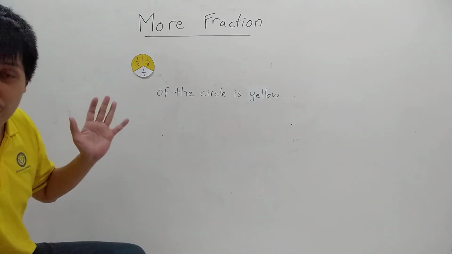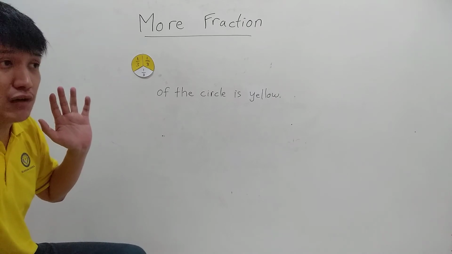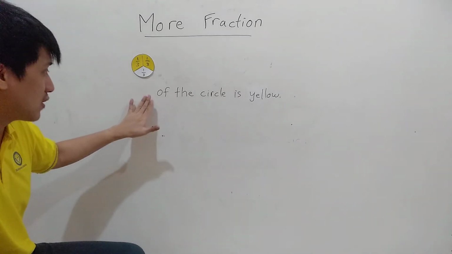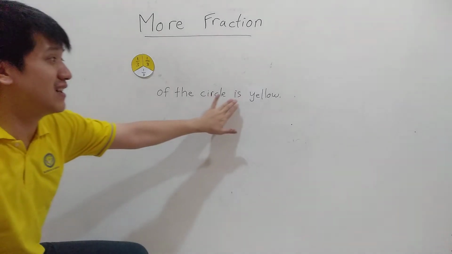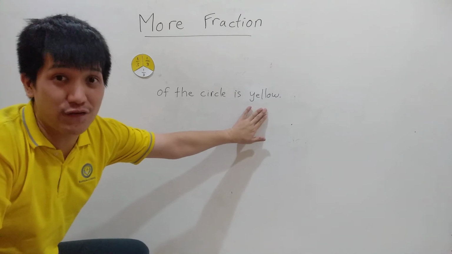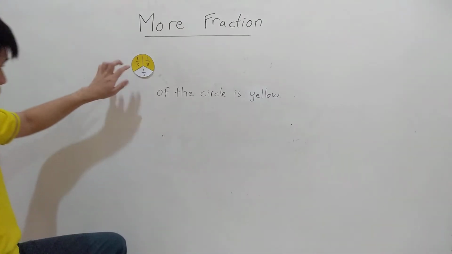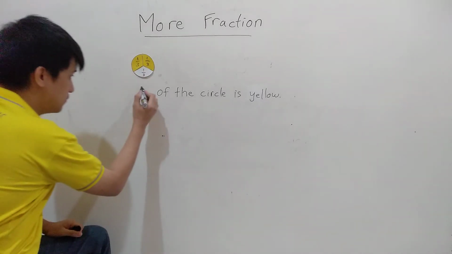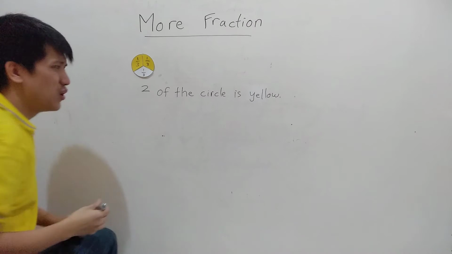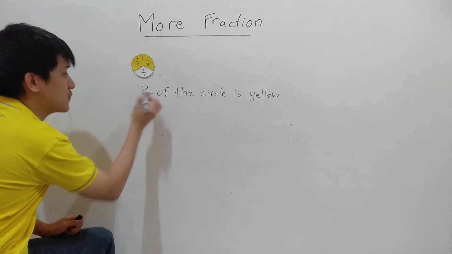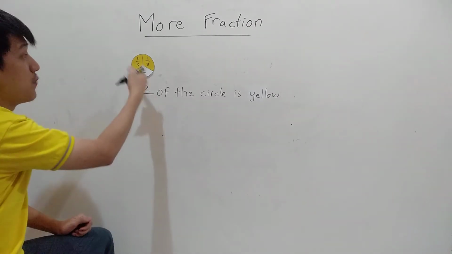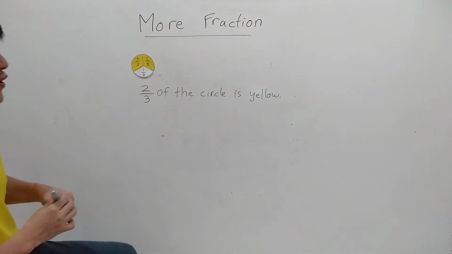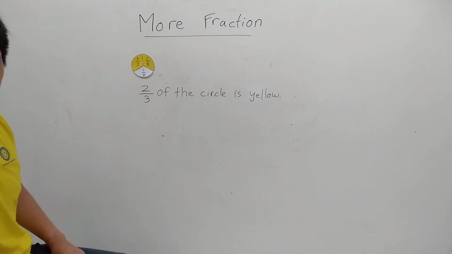According to what we have learned last time, we know that the question is how many of the circle is yellow, so we have to concentrate on the yellow. There are two parts that are yellow, so we have two. The yellow is two. Two out of how many parts? How many equal parts are there in total? There will be three equal parts. So 2/3 of the circle is yellow.